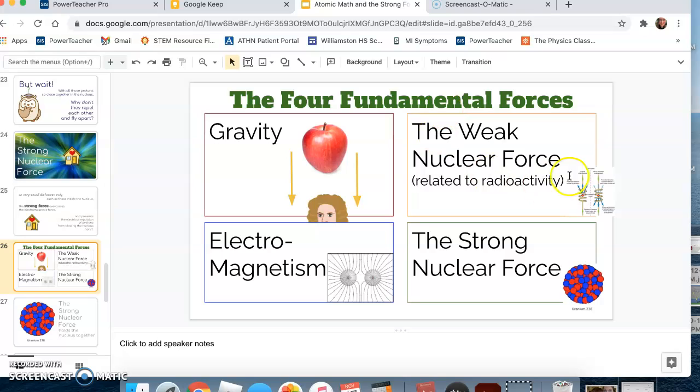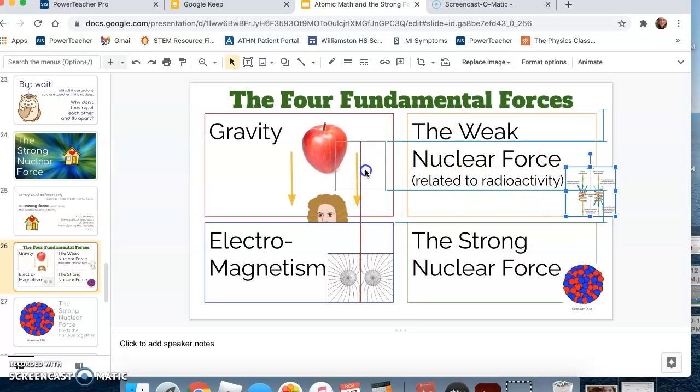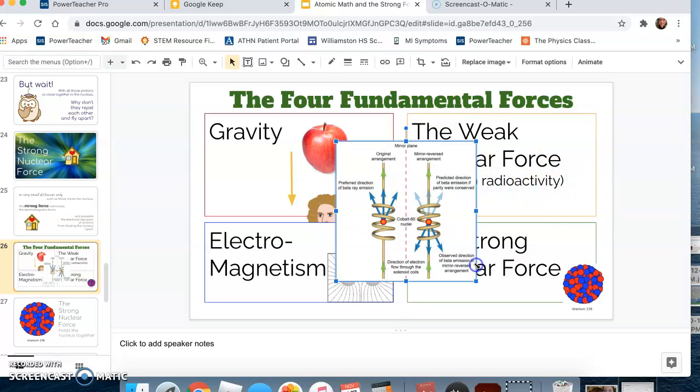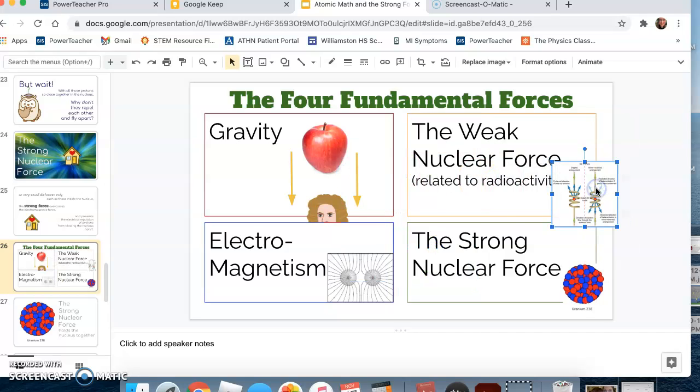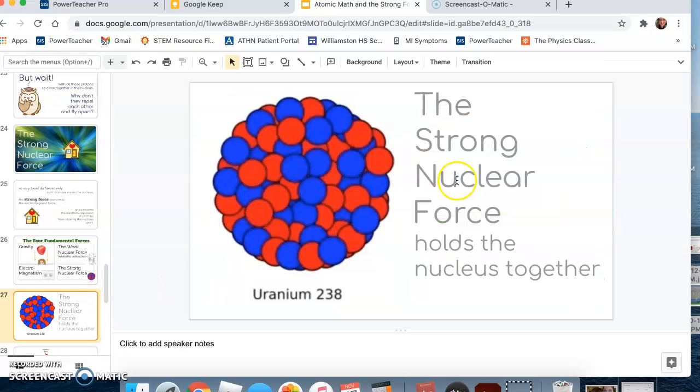And then there's the weak nuclear force, which is a very intense topic, and I'm just going to show you the picture and leave it at that. It has to do with radioactivity, and it's about how radioactivity will happen. But we do not have to worry about that right now. So the strong nuclear force holds the nucleus together.